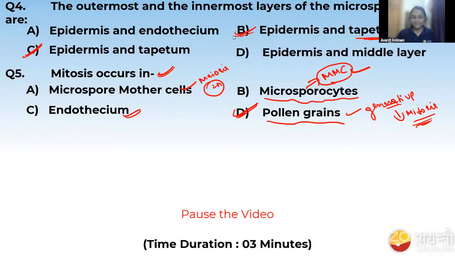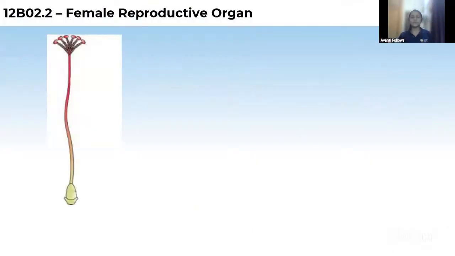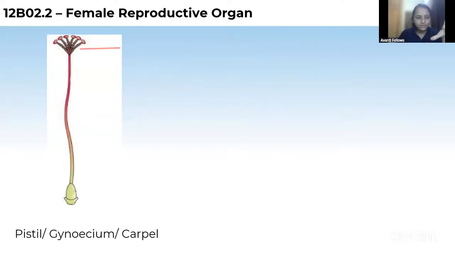Okay. Fine, guys. Let us go to the female reproductive part. I want all your concentration here. Kindly see here. In the female reproductive part, it looks like this. What is this? We call it pistil, gynoecium, or carpel. All the names are the same: pistil, gynoecium, carpel. It consists of three parts. Which are those three parts? The first part, the upper one you can see, is called the stigma.